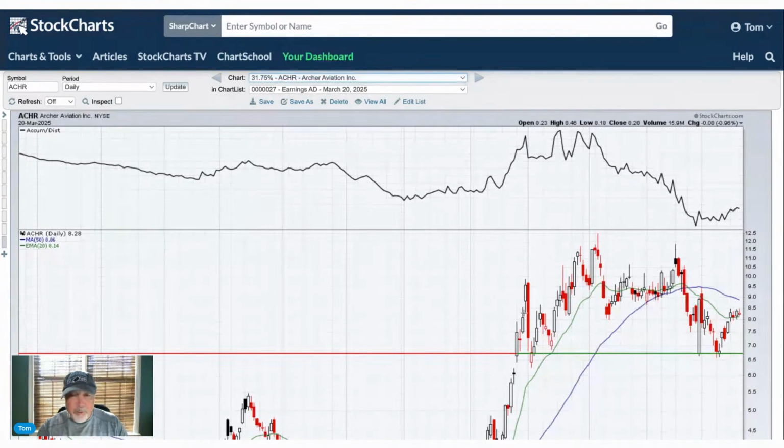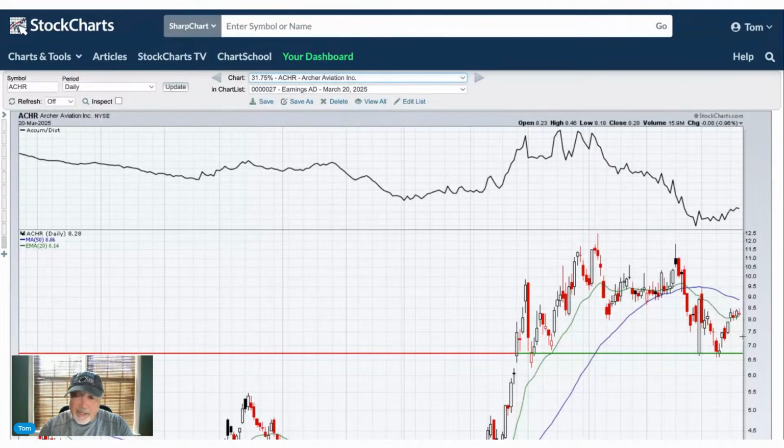Now, here's the interesting part about a stock like this, and the reason that we do the earnings AD chart list to begin with. Here's a stock that opened, like I said, at about 6.75, ran all the way up the very next day, got as high as 9.50, 9.40, something like that. And look at what happened over the course of the next 6, 7, 8 trading days. We came all the way back down to hit where all the buying began, which was at that 6.75 level.